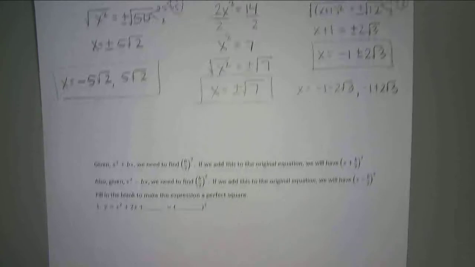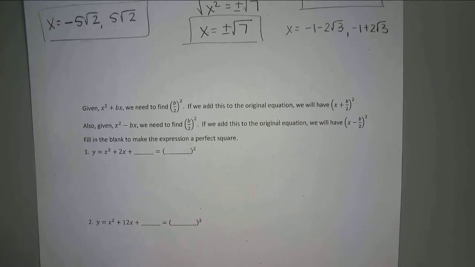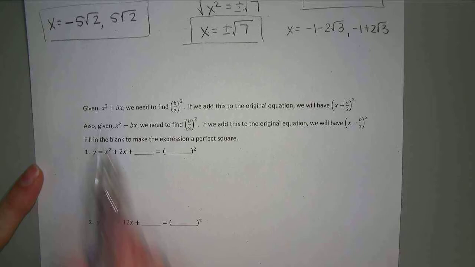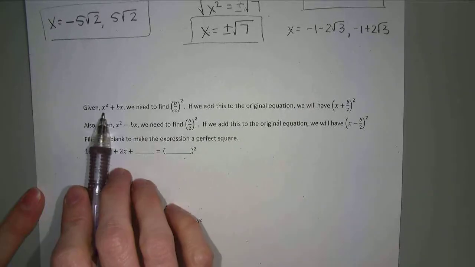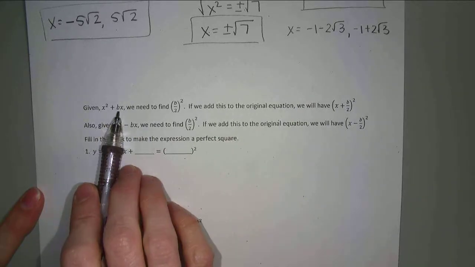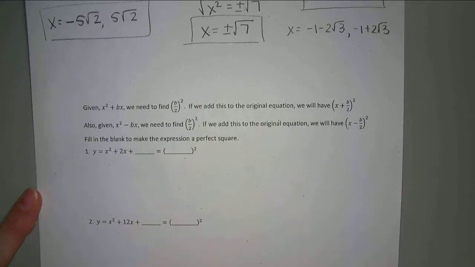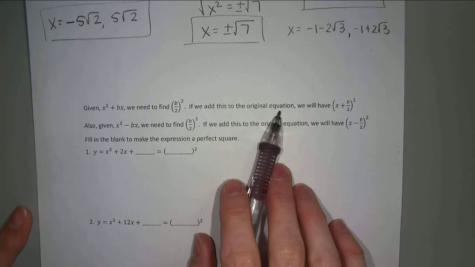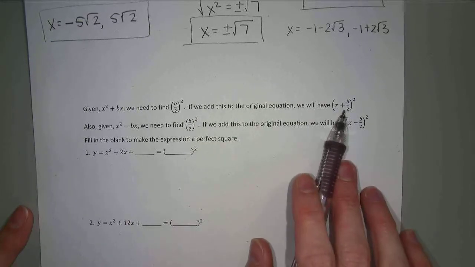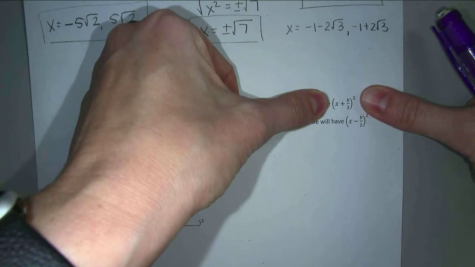okay? So that's actually what completing the square is all about. So it says, given something where you do have an x term, what the heck do we do with it? It says, given the first part of a quadratic, x squared plus bx, what we're going to do is we're going to find half of b squared, and I'll show you why it works, okay? If we add this to the original equation, we will have this little chunk here, which means, if you look at it, we could use the square root property, okay?